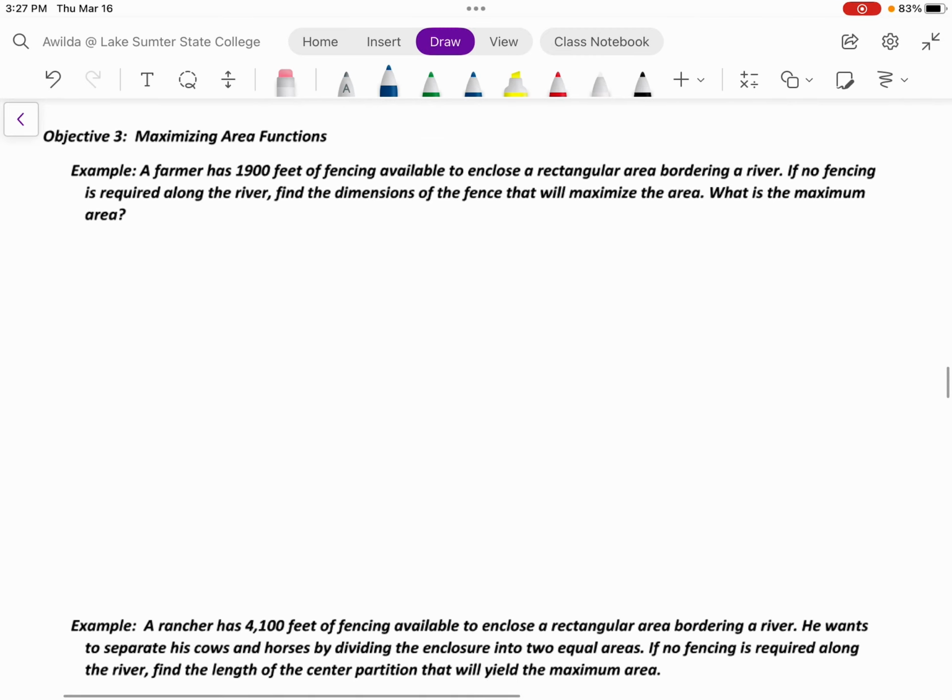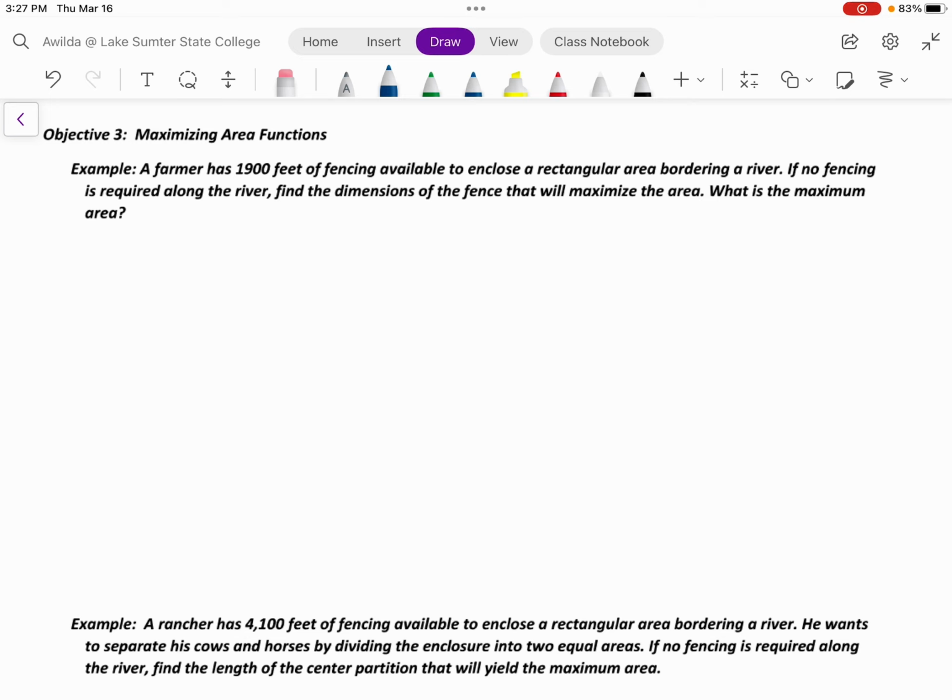Now let's look at a different type of application of these quadratic functions. A farmer has 1,900 feet of fencing available to enclose a rectangular area bordering a river. If no fencing is required along the river, find the dimensions of the fence that will maximize the area, and then find what that maximum area is. So there's a lot to unpack here, but a simple diagram should be able to help us.